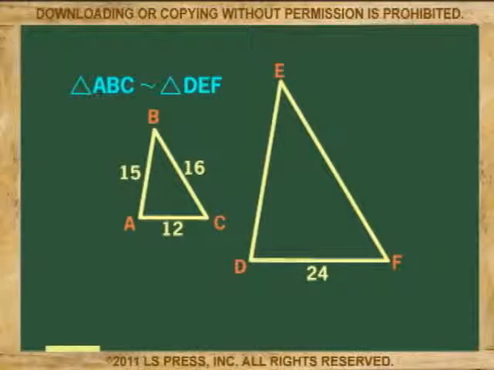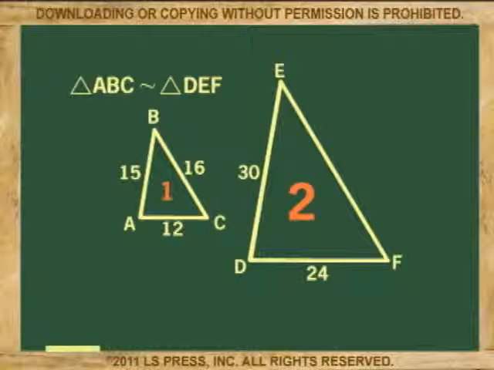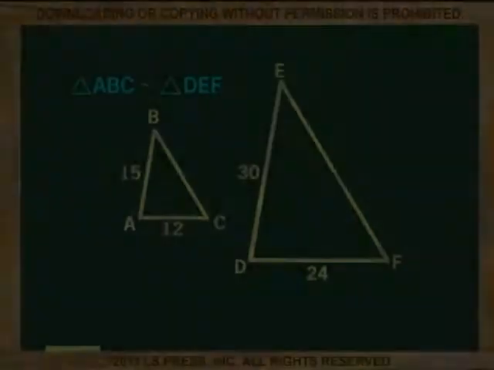If it is given that the triangles are similar, this is the sign of similarity, then this side must be 30, because its corresponding side in the smaller triangle is 15, and the 1 to 2 ratio was established earlier. And if this side is 16 in the smaller triangle, then this side must be 32 in the larger triangle, again because the ratio is 1 to 2.